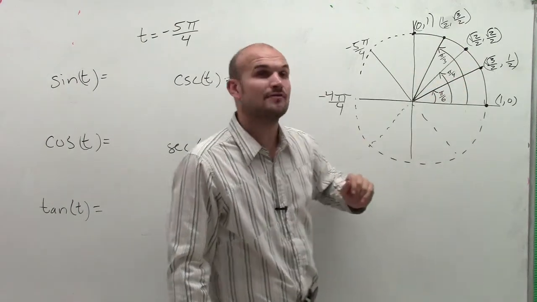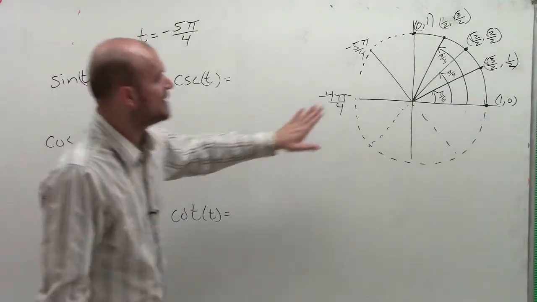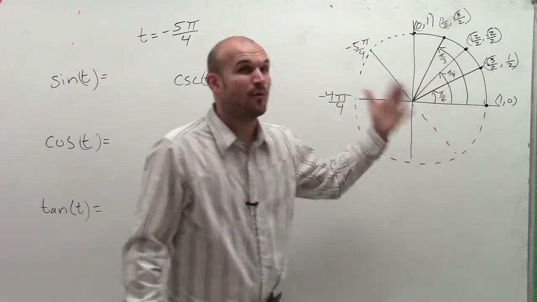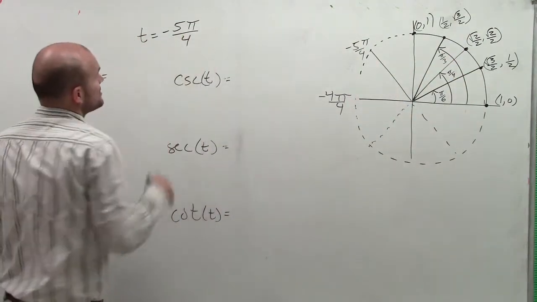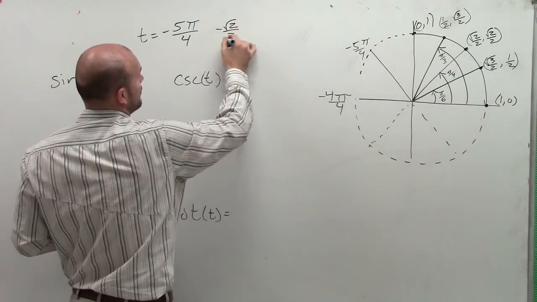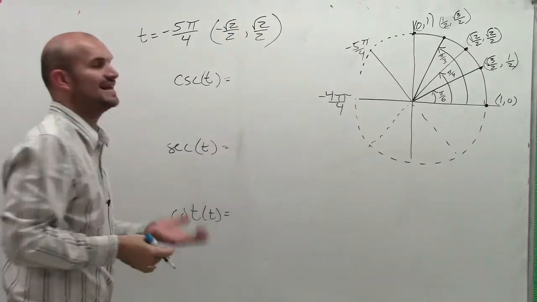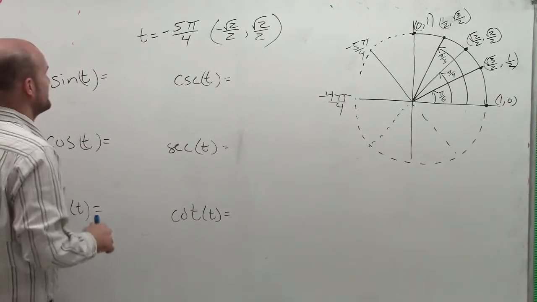And the point at pi over 4 is square root of 2 over 2, comma, square root of 2 over 2. If I reflect that over my y-axis, my y value is still positive, however my x value is now negative. So negative 5 pi over 4 correlates to the point negative square root of 2 over 2, comma, square root of 2 over 2. The only thing that's negative from the first to the second quadrant is your x value.